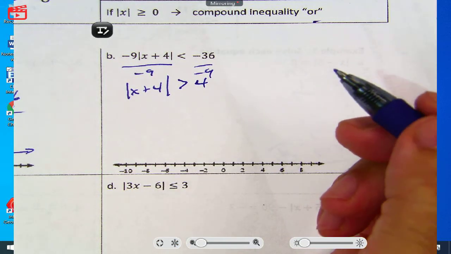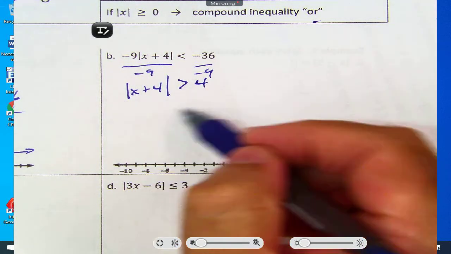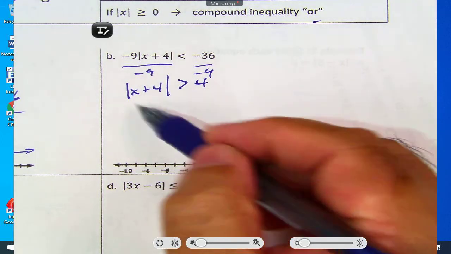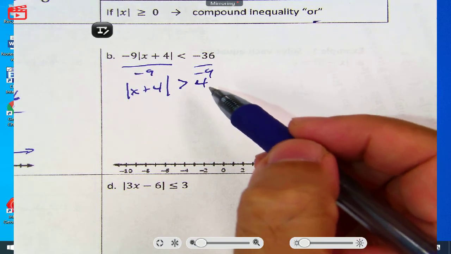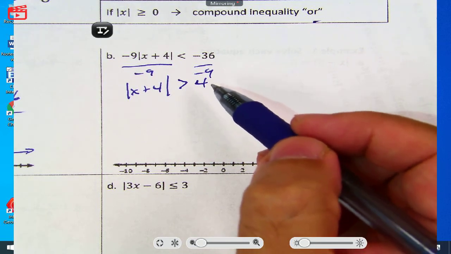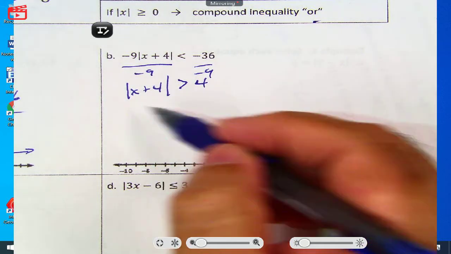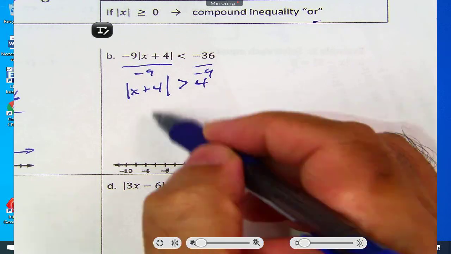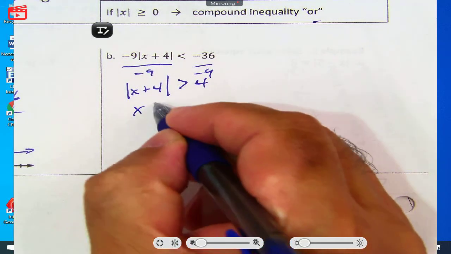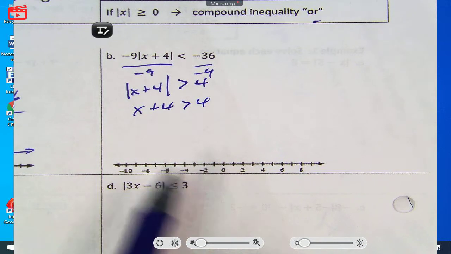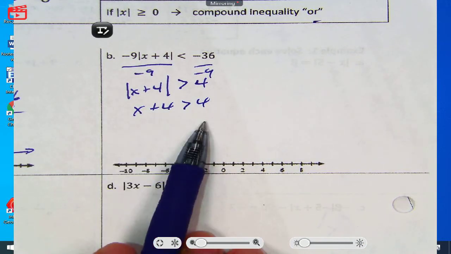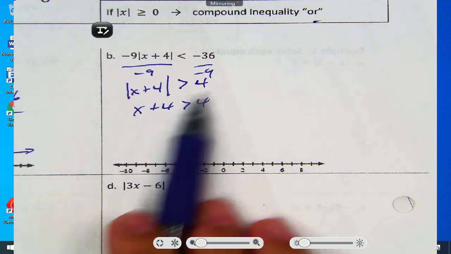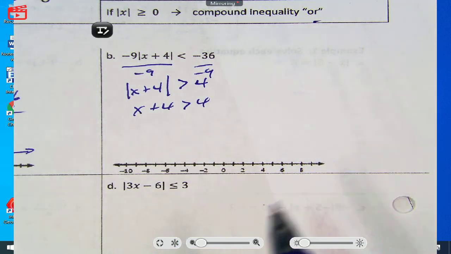A lot of people are skipping this step. First period, a lot of people skipped this step and messed it up. If you skip this step, chances are you won't realize it's a no solution or all real numbers situation. So you do not want to skip this step. It looks redundant, or you can just write it like this and treat it like it's this version without the absolute value, and you're less likely to make a mistake. But you want this step where you have the absolute value still part of the inequality.